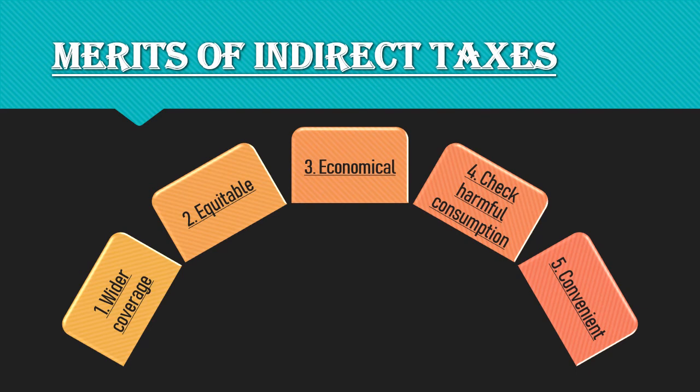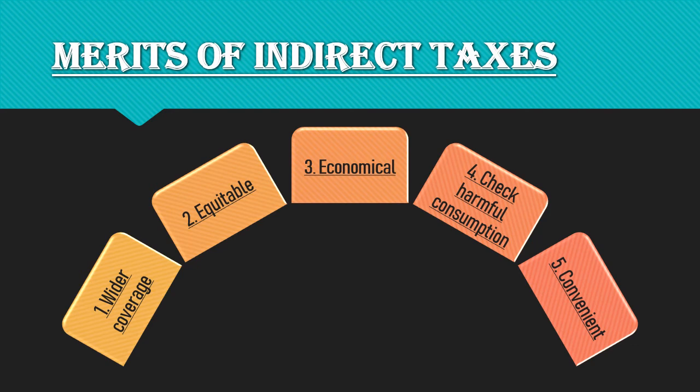The first point is wider coverage. All the consumers, whether they are rich or poor, as I had told you, have to pay indirect tax. For this reason, it is said that indirect taxes can cover more people than direct taxes. So the next point is equitable. The indirect tax satisfies the canon of equity when higher tax is imposed on luxuries used by rich people. If the rich people are buying luxurious, costly, expensive goods, they have to pay a huge amount of indirect tax.